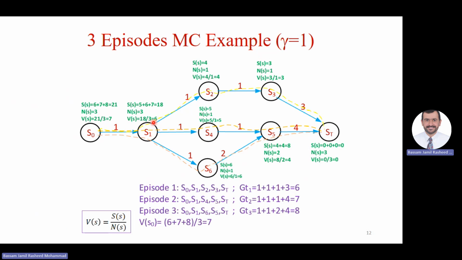And now we continue. Let's come to S2 here. What is the total reward, and how many times did we visit this state in the episodes that we ran? Once. So the mean return Vs equals 4 over 1, which is equal to 4. And you can continue to all of them, computing this mean return Vs one by one. And this is the mean return for the terminal states. The mean return is 0.